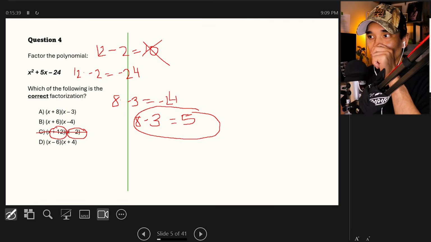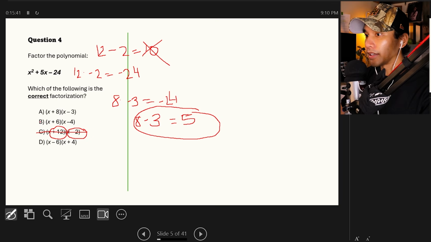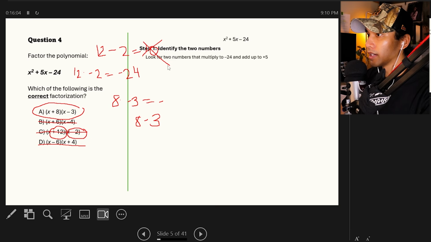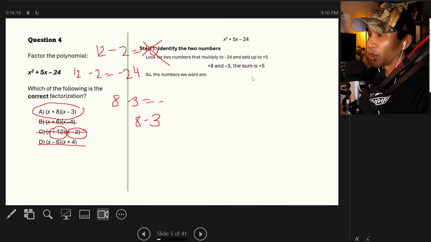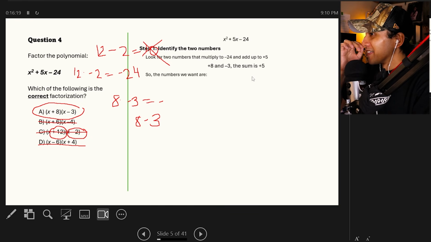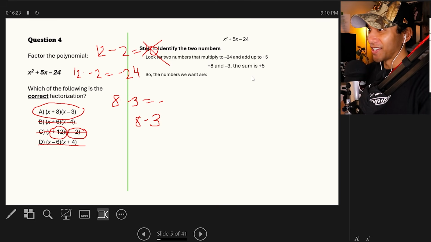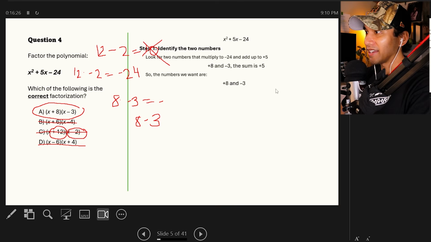And if you do that for each one of these, you'll find out that none of them work except for A. So write the problem down, or you don't have to with this one. Step 1, identify the two numbers. Look for two numbers that multiply to negative 24 and add up to positive 5. And just like we did, they went down the line to A, or I did. I made this test with the help of ChatGPT. So the numbers we want are plus 8 and negative 3.